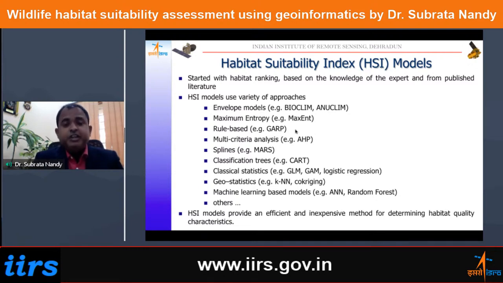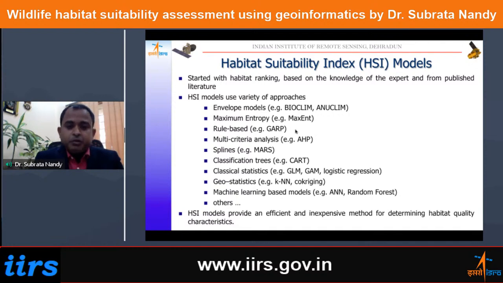There are various approaches for habitat suitability models, like envelope models, then the maximum entropy model or MaxEnt, then rule-based models like GARP, then multi-criteria analysis like the analytical hierarchy process, splines, classification and prediction trees, geostatistics, machine learning based models, as well as ensemble models. I'll give examples of a few of these models and how they were used for assessing the habitat suitability of a particular species.